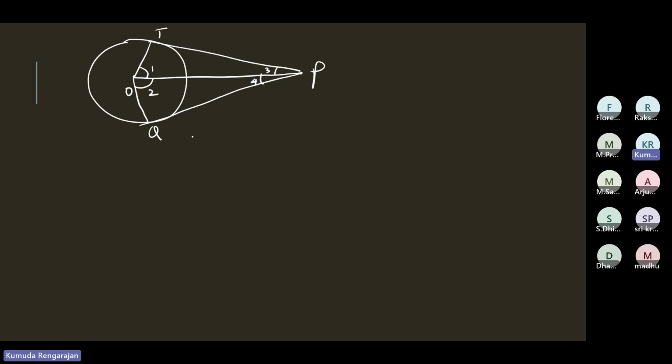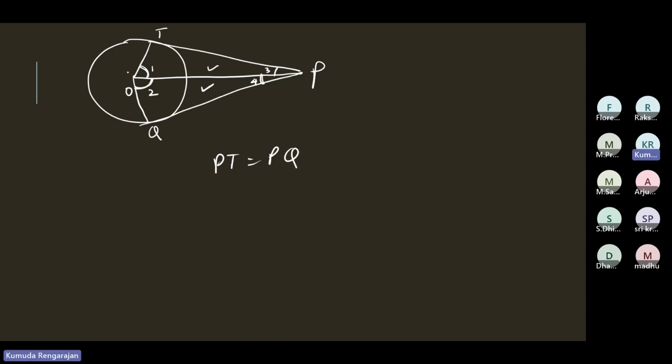Congruency. We proved already the triangles are congruent. By the RHS rule, the triangles are congruent to each other. So by CPCT, you'll have this angle equal to this angle, and also this angle equal to this angle. When you prove that these two triangles are congruent, to say that tangents from an external point of the circle are equal, that is PT is equal to PQ. RHS congruence rule, the triangles are congruent. So therefore PT is equal to PQ, CPCT.